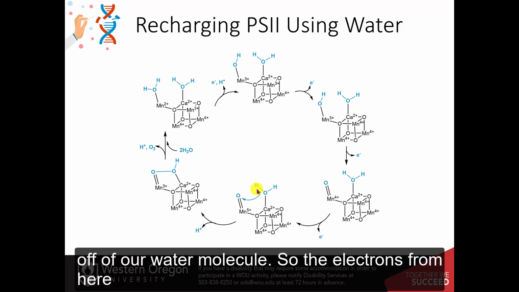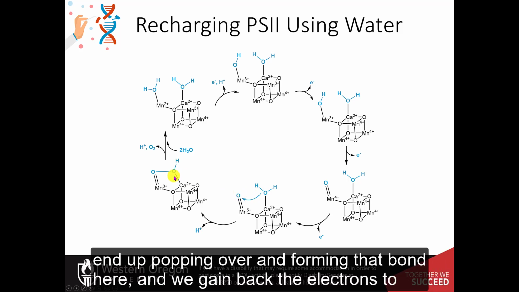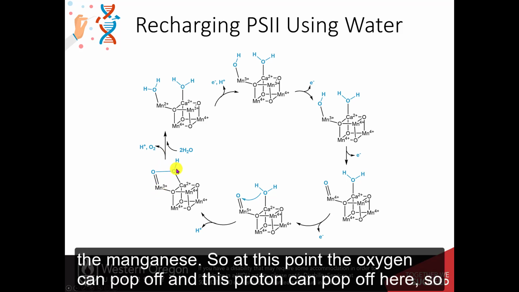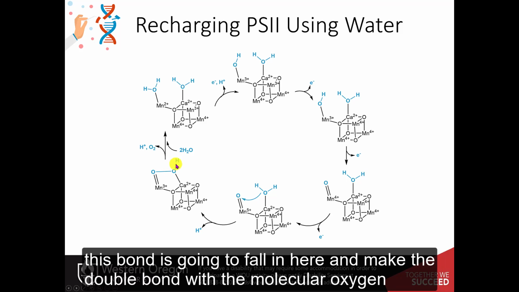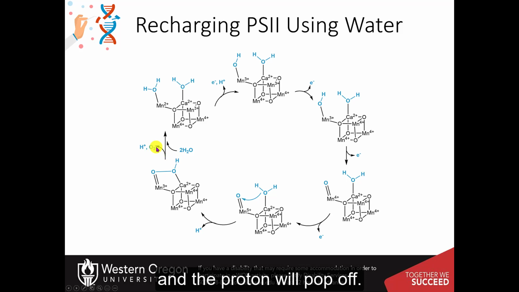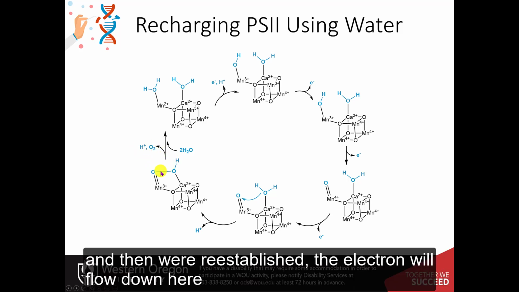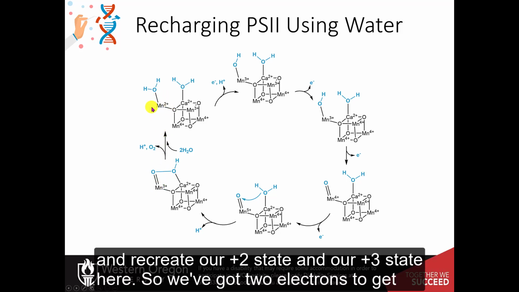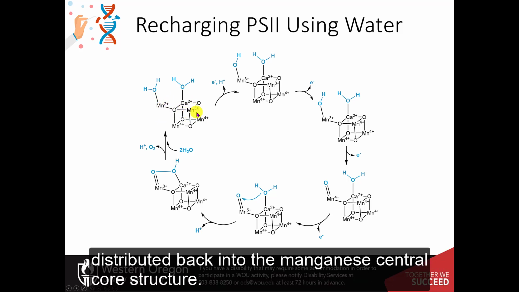So the electrons from here end up popping over and forming that bond here, and we gain back the electrons to the manganese. So at this point, the oxygen can pop off, and this proton can pop off here, so this bond is going to fall in here and make the double bond with the molecular oxygen, and the proton will pop off. And then we're reestablished. The electrons will flow down here and recreate our +2 state and our +3 state here. So we've got 2 electrons that get distributed back into the manganese central core structure.